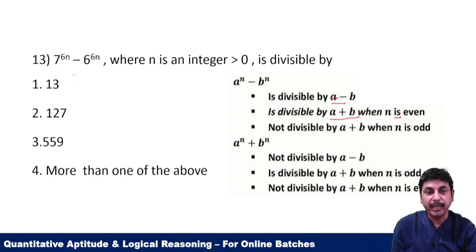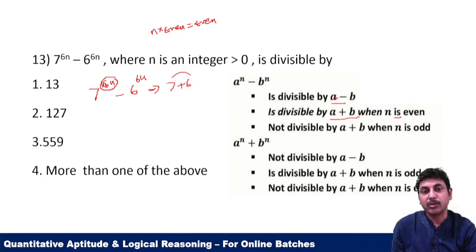Now, can I take this as 7 raised to 6n, which is an even number, right? 6n is an even number because any number multiplied by an even number is always even. So this number is divisible by 7 plus 6 also. So 7 plus 6, that is 13. This is divisible. Now, this is also divisible by A minus B.